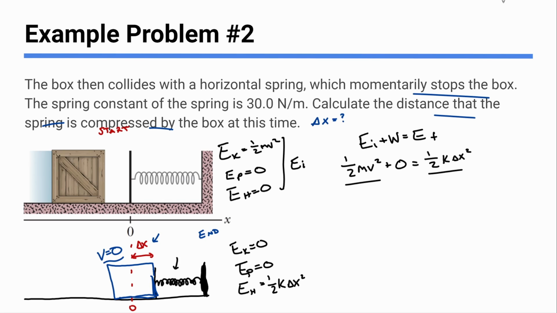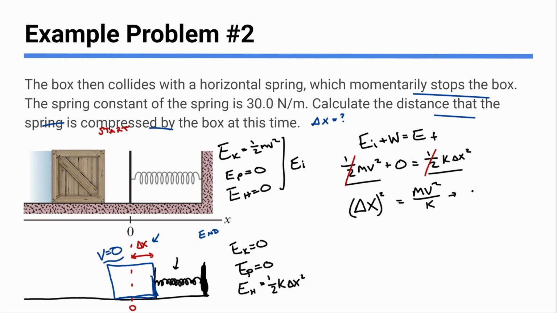And I'm solving for delta x. So I'm going to get rid of these 1/2s because they're on both sides, which is convenient. I want to get delta x by itself, so I'll divide by k first. So delta x squared, and let me write it like this. This notation is confusing, but delta x is all one thing. It's not like delta is its own thing. So delta x is this one variable. I'm doing that squared equals mv squared over k.